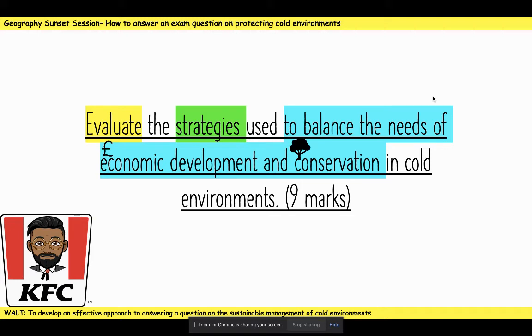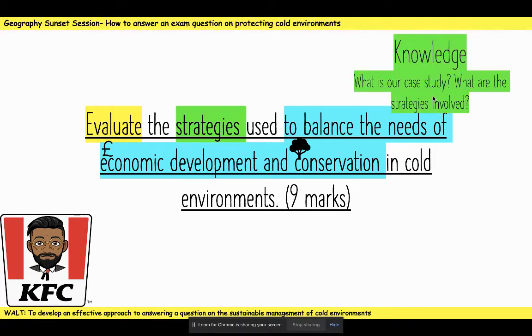The next thing we need to do is KFC the question. Think about, what knowledge do I need to answer this question? What's the focus and what's the command word? So the knowledge, it's talking about strategy. So what is our case study? It's the Trans-Alaskan Pipeline in Alaska. What are the strategies involved? Well, we know there's the use of technology, but alternatives include action by governments and work by conservation groups as well.